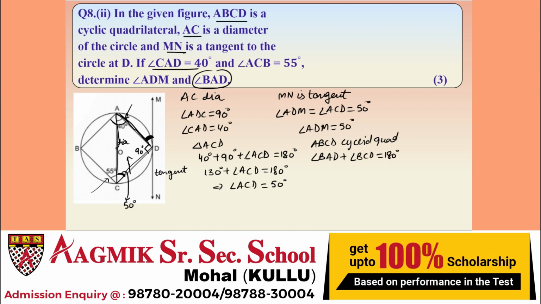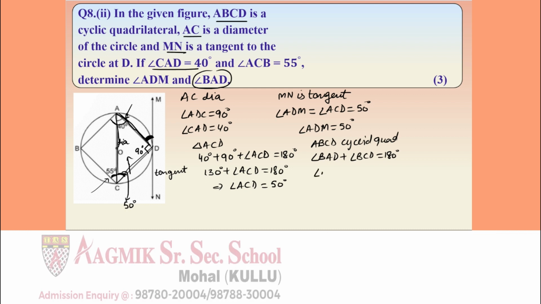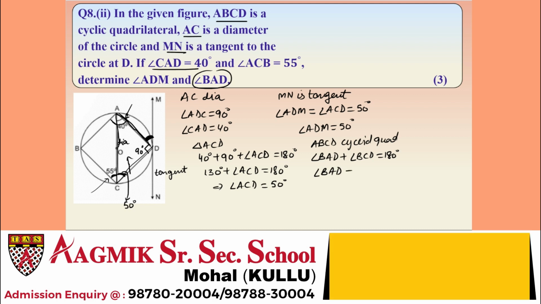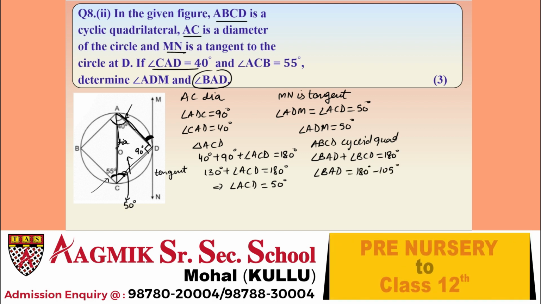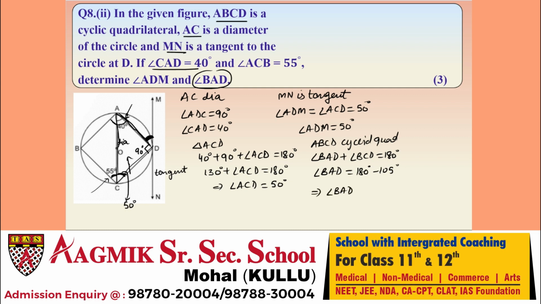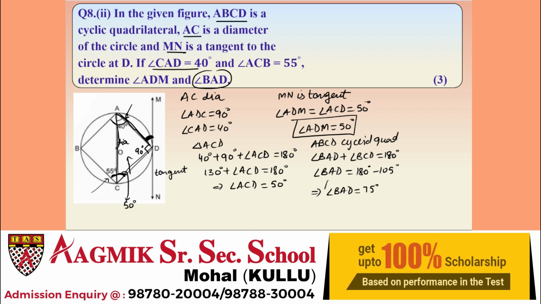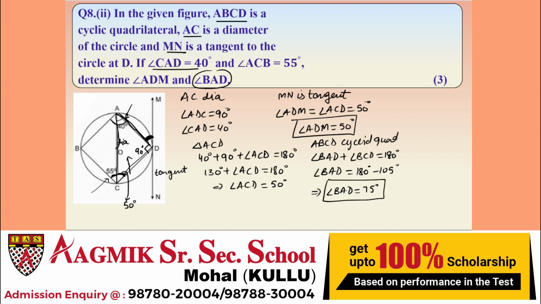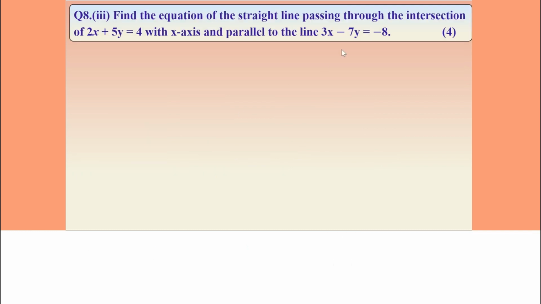अब BCD एंगल would be 55 plus this 50, that is 105. So we get angle BAD to be equal to 180 degree minus 105 degree. So therefore we get the second angle that we had to obtain, BAD, to be equal to how much? 75 degree. तो ये दो एंगल्स हमने निकालने थे, एंगल ADM which is 50 and angle BAD which is 75 degree.